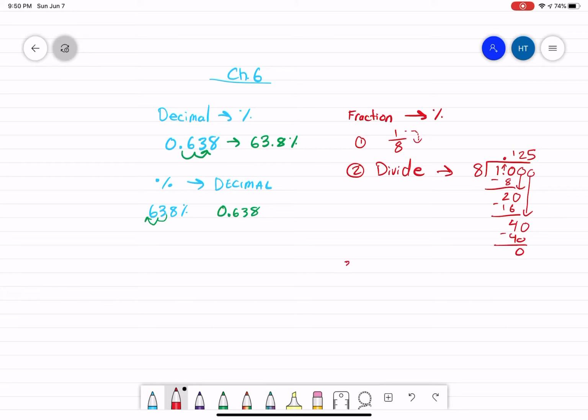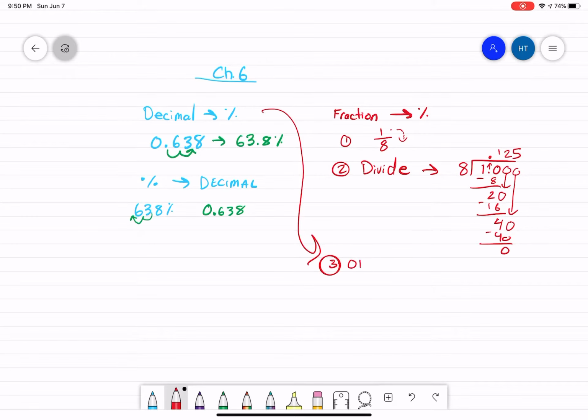So step 3 is to take our decimal, just like we did here, decimal to a percent. And we're going to move that decimal 2 places to the right or multiply by 100. And our percent will be 12.5%.